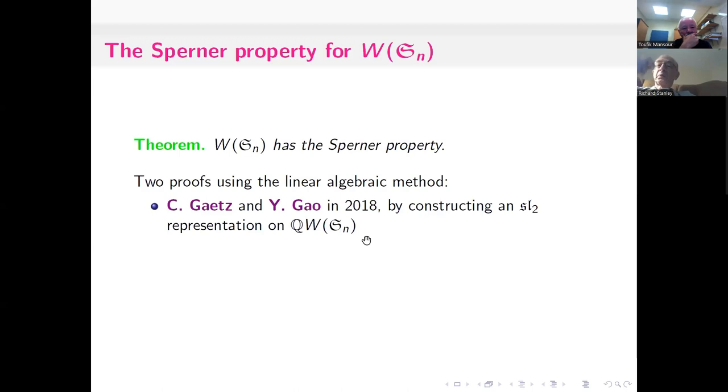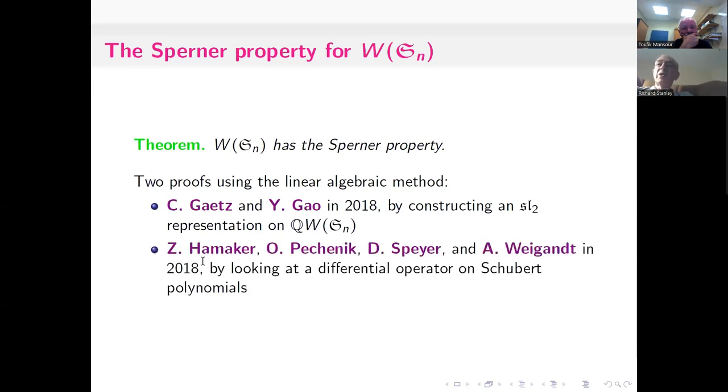It turns out this SL2 representation is sufficient to give you this order raising operator U that we need to prove the Sperner property. And this group of four people also used a linear algebraic method, but they constructed the order raising operator by looking at a certain differential operator acting on Schubert polynomials. So another reason why the weak order on Sn is such a nice poset.